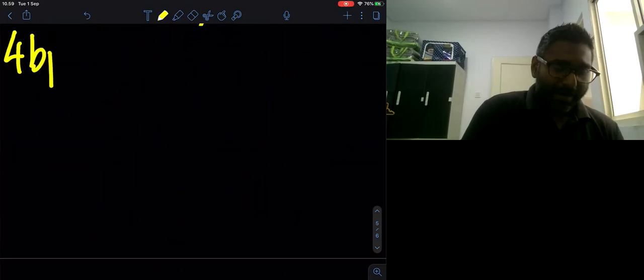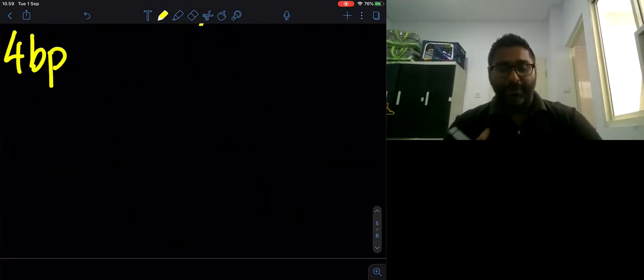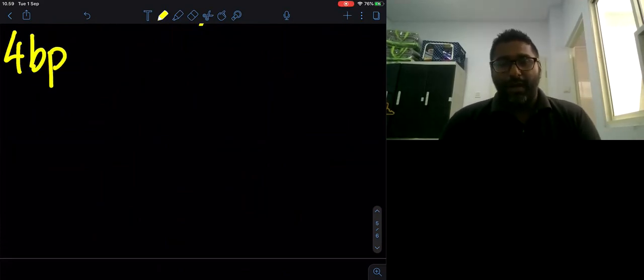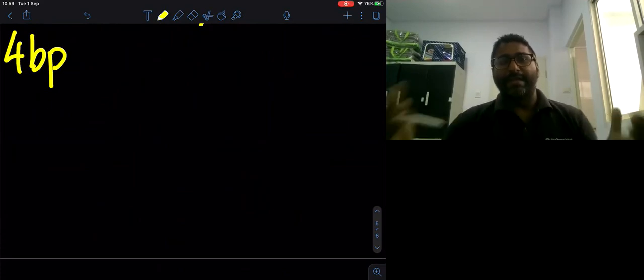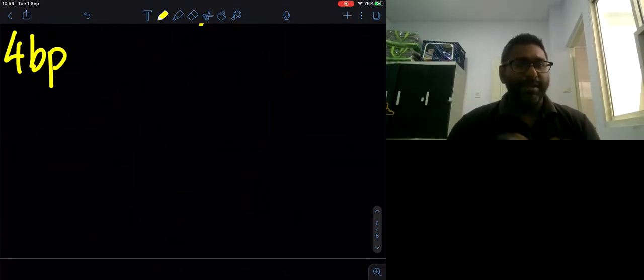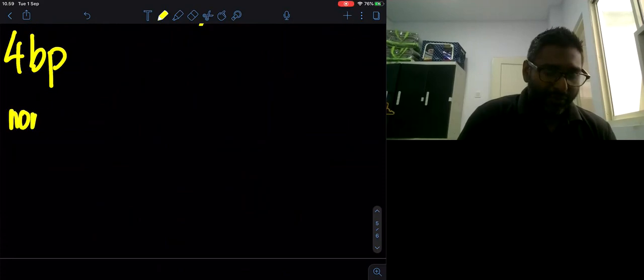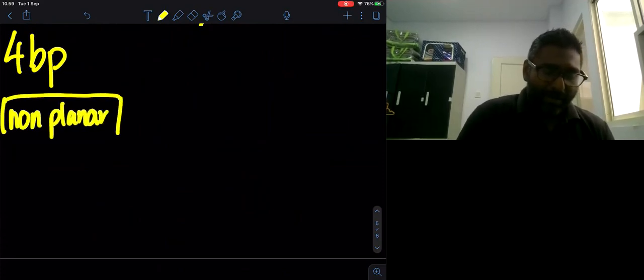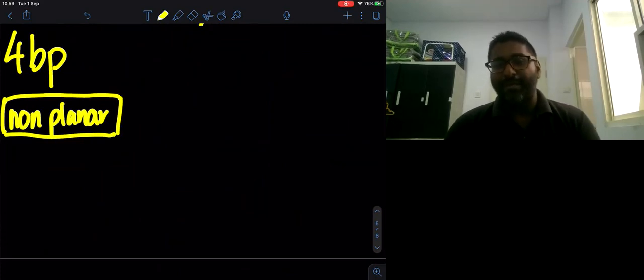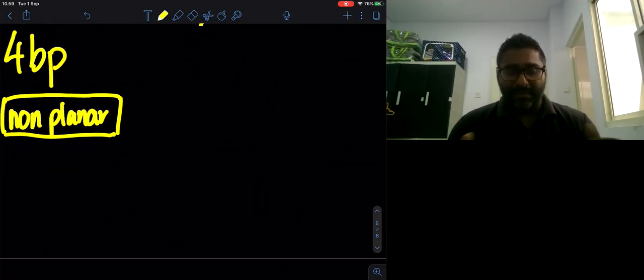Let's move on further. What happens if you have four bonding pairs? Four bonding pairs is the time when you start to explore 3D structure. When you explore 3D structure, it means these molecules are going to be non-planar. Why non-planar? Because the bond angle will be much greater if you explore 3D, because we want the bond angle to be the biggest.